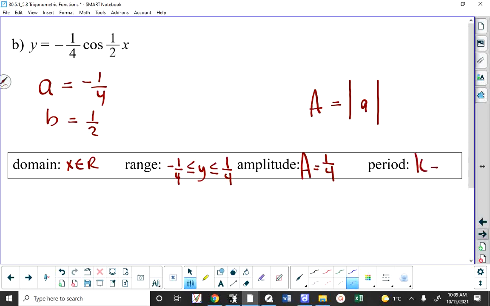Period is 4 pi because the period is 2 pi over b, which is 2 pi over 1/2. I'm not going to show you multiplying the top and the bottom by 2 again. We know that's what happens. It becomes 4 pi. Any questions with 2a or b?